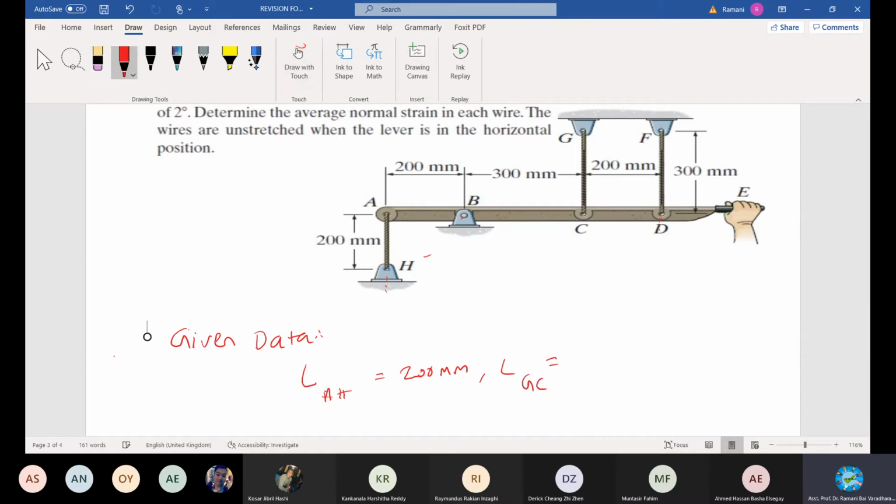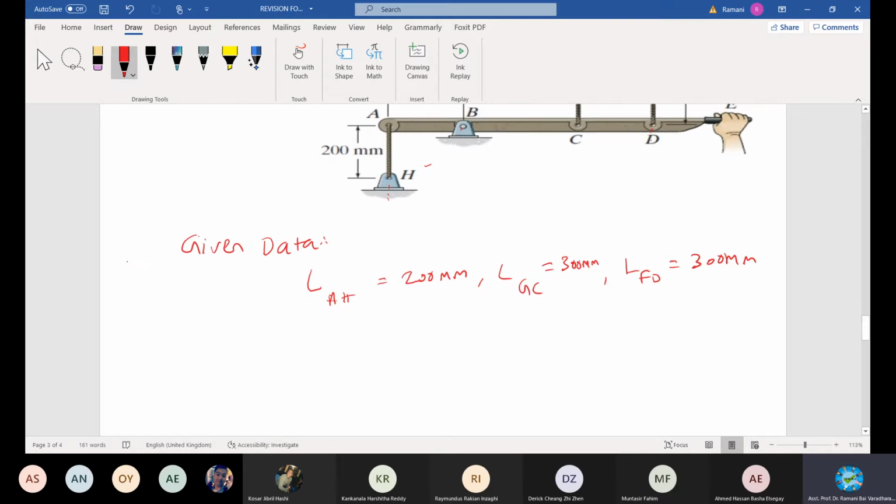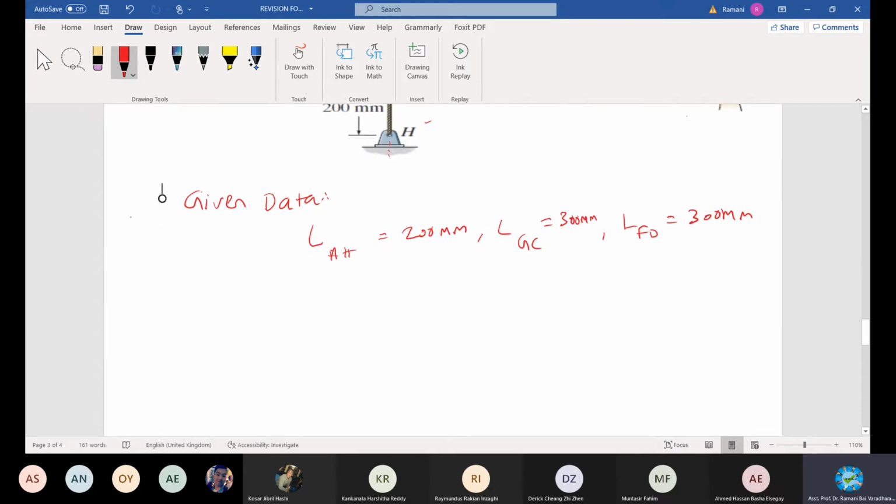given data, 300. Original length of FD will be 300 also. Okay, you can even put equal to 300 mm, same. That we must know. And what causes the change? There is an angle. There is no delta given, but the angle is given. Now a simple conversion of angle can give you all the change in value, change in depth conveniently.